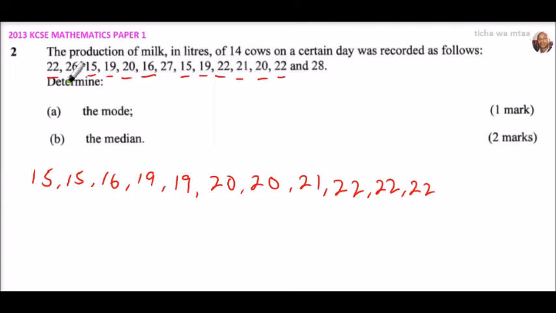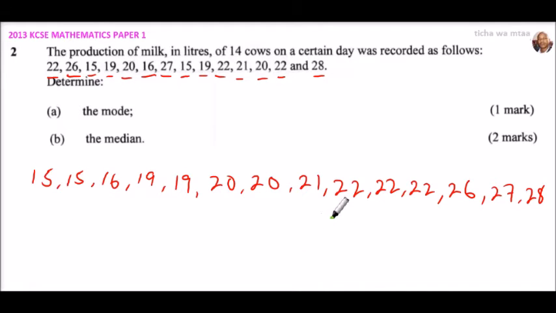So from 22 we go to 23. We don't have 24. We don't have 25. We have 26, and no other 26. From there we have 27, and looking at our values, I think we are only left with 28. So you arrange your data in ascending order. That will be easier for you to identify the mode.